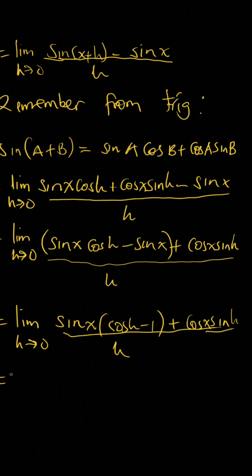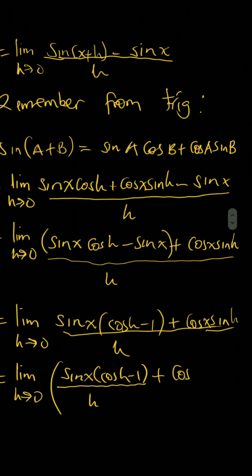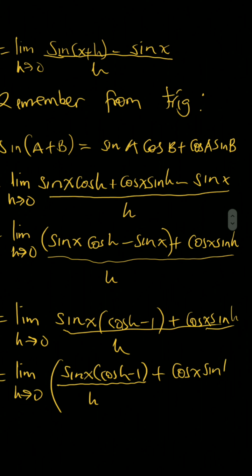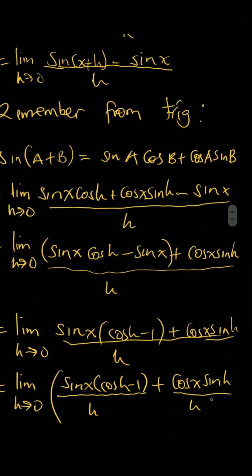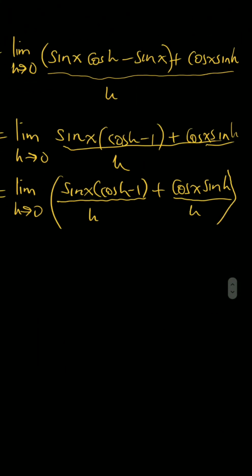Okay, then we continue by saying limit as h approaches 0. So I can put brackets there and simply split the h there. So first part we have is on a, so I'm going to have sin x open brackets cos h minus 1 over h, then plus cos x sin h over h, then we'll close.